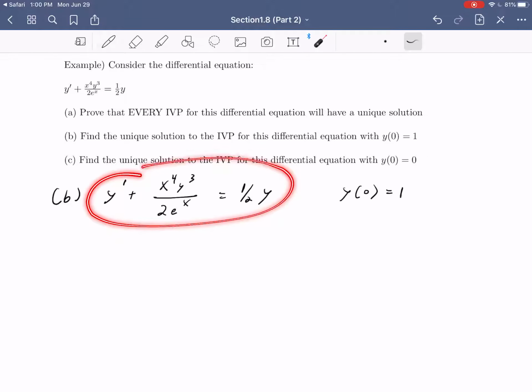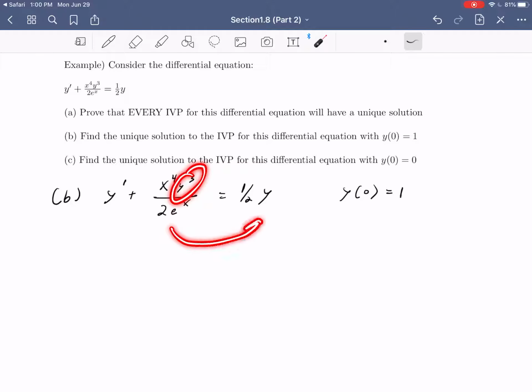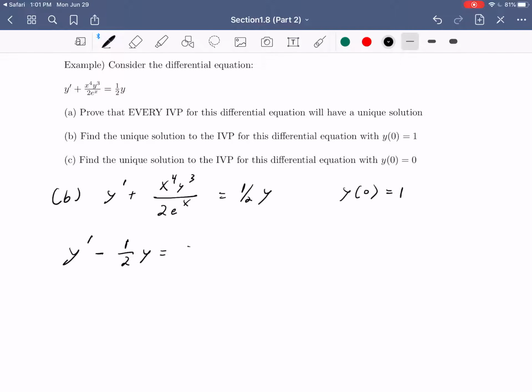So let's go ahead then and take a look at how we would actually solve this. Like we said, it's definitely nonlinear because of the y cubed. That hints at it being Bernoulli. So we'd like the y cubed term over here, and we'd like the y term over here. So let's rearrange this. This is y prime minus 1/2 y is equal to minus, and just to make it a little bit easier to visualize, I'm going to write it as x to the fourth over 2e to the x, sort of as a coefficient function, and then the y cubed there.